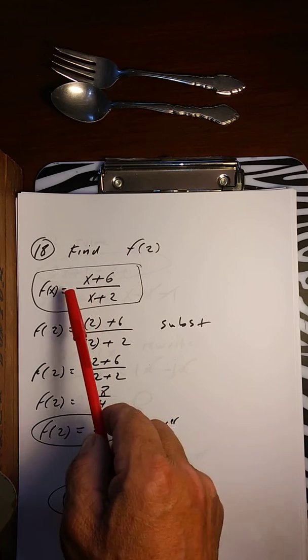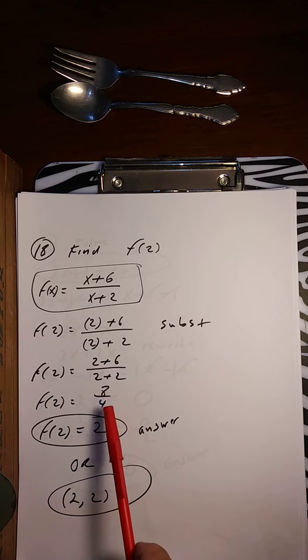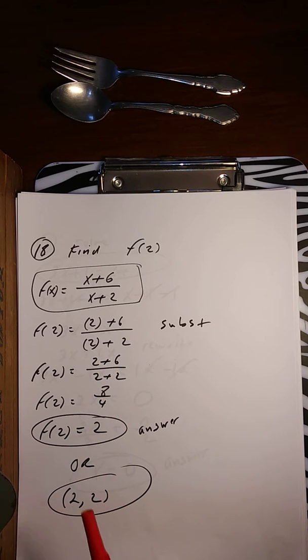Find f of 2 for this function. So f of 2, put a 2 there, put a 2 there. 2 plus 6, 2 plus 2 is 4 over, let's see, it's 8 over 4, okay. And then divide that is 2, yes. So f of 2 is 2, or 2, 2.